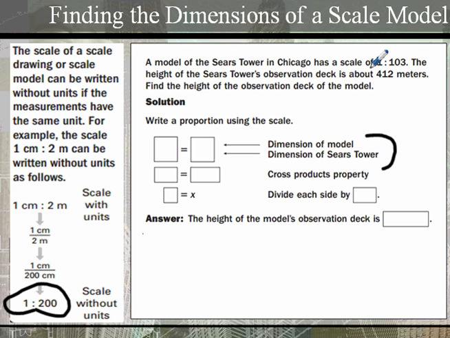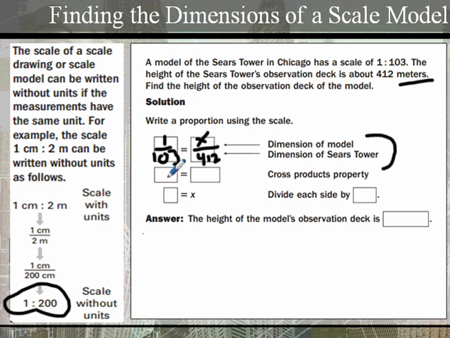Sorry, for every 1 inch it's 103 inches. So I'm going to put 1 inch. I'm sorry, did it say inches? No, it said meters, and I just converted the metric to the United States and totally did it wrong. So for every 1 meter, I'm going to have 103 real meters for the Sears Tower. So model over the actual. Now over here, it tells me in real life that the Sears Tower observation deck is 412. So I need to know, what does that look like in the model?